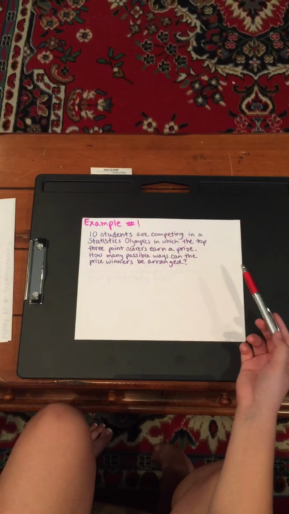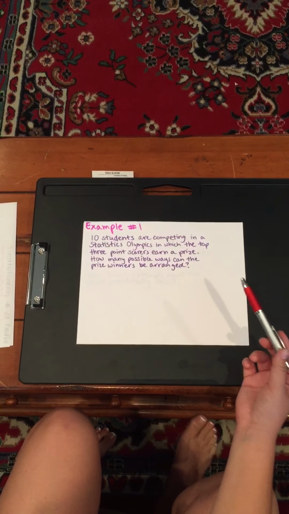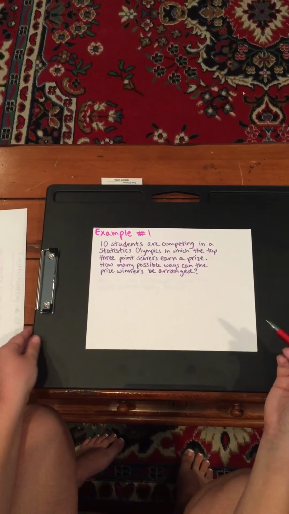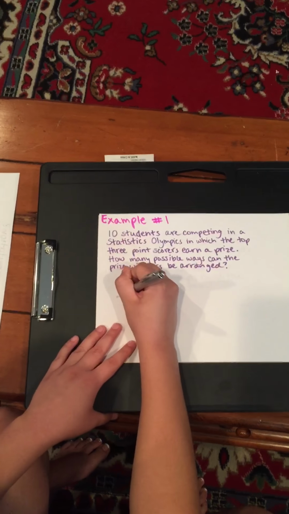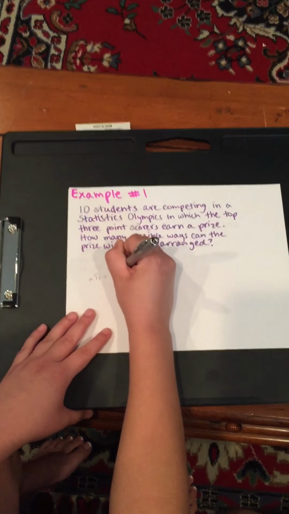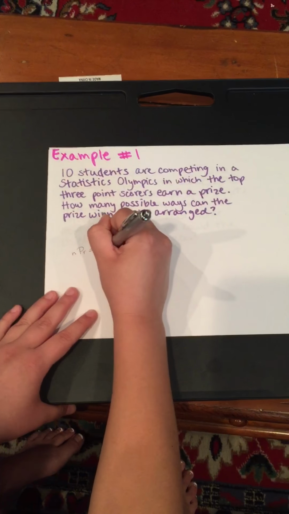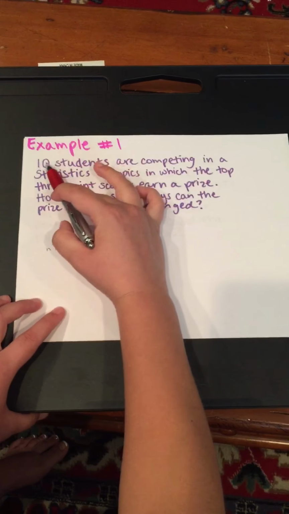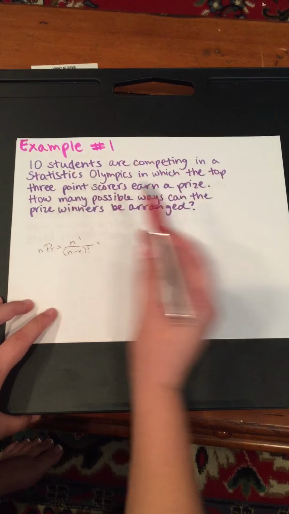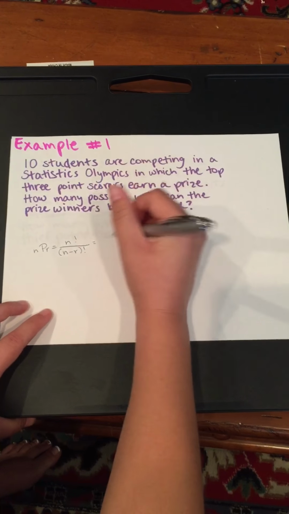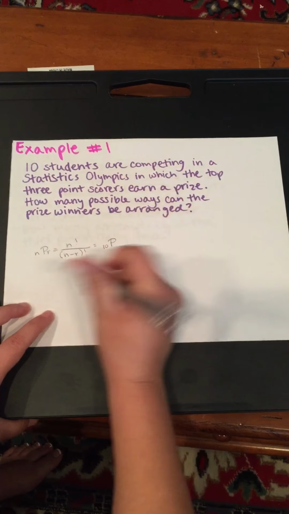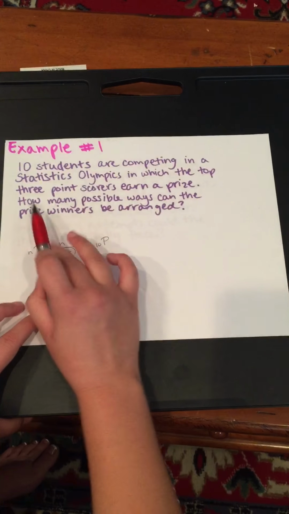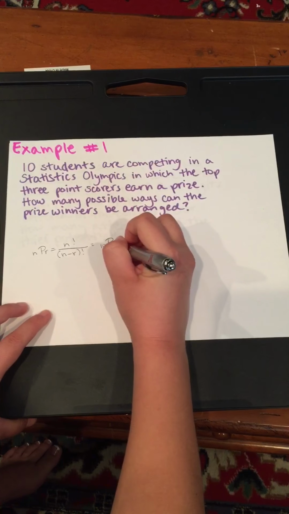So here we have 10 students competing in a statistics Olympics in which the top 3 point scorers earn a prize. How many possible ways can the prize winners be arranged? So we can set up our expression. Our first value is this 10 right here, which is our total number of students competing in the Olympics. So we'll plug in 10 permutations, and then this r represents the number of top 3 point scorers. So we'll have a 3 right here.